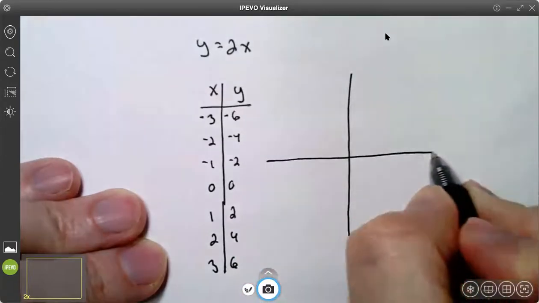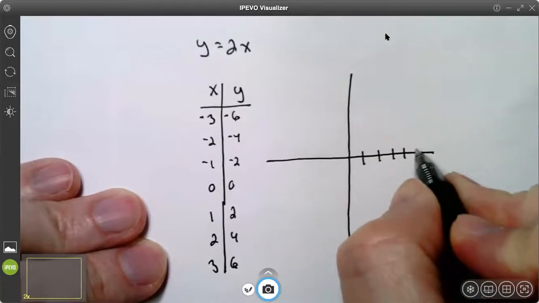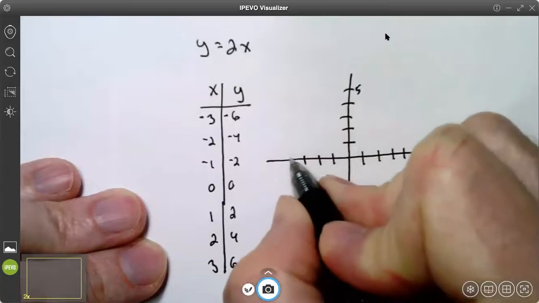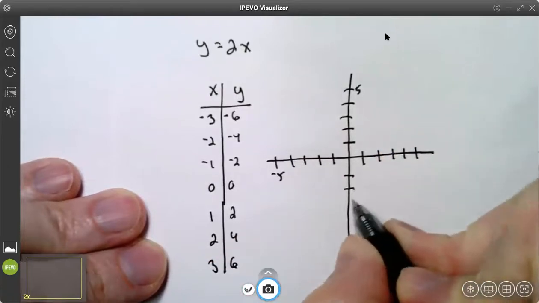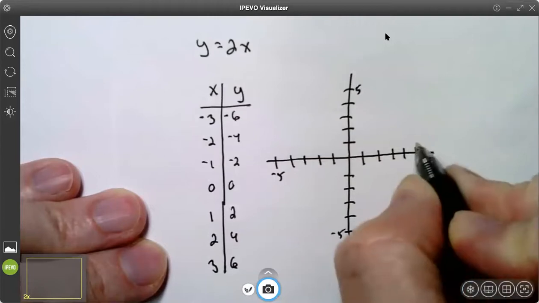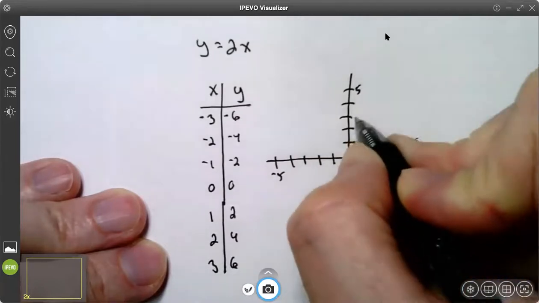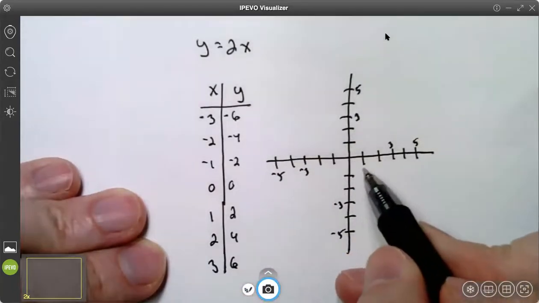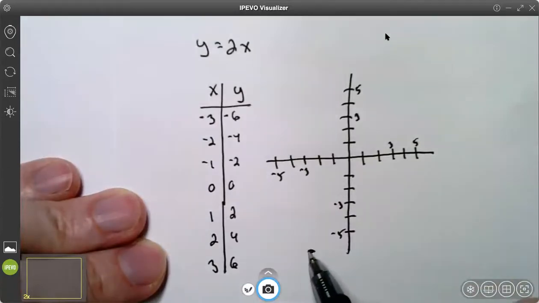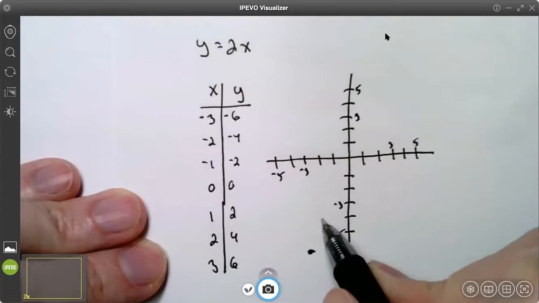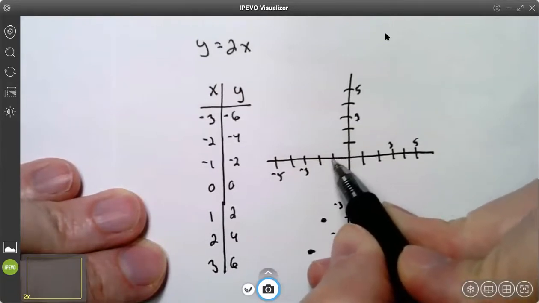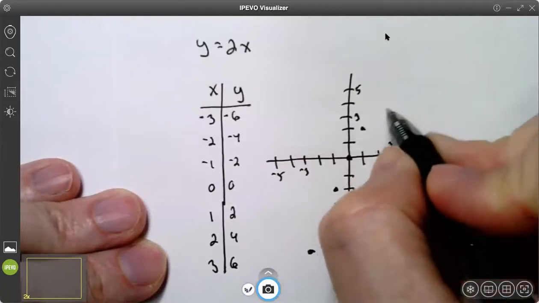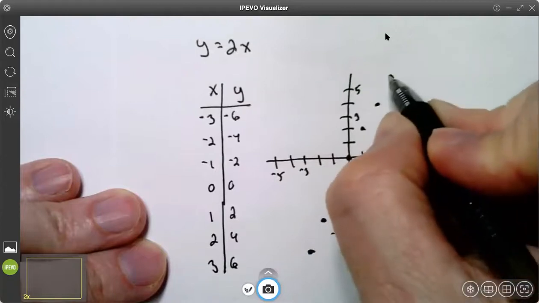So we have a coordinate plane here. 1, 2, 3, 4, 5 in each direction, and -5 going the other way. Put another number here, there's 3, kind of helps us know where we are. And if I plotted these: -3, comma -6; -2, comma -4; -1, comma -2; 0, comma 0; 1, comma 2; 2, comma 4; 3, comma 6.